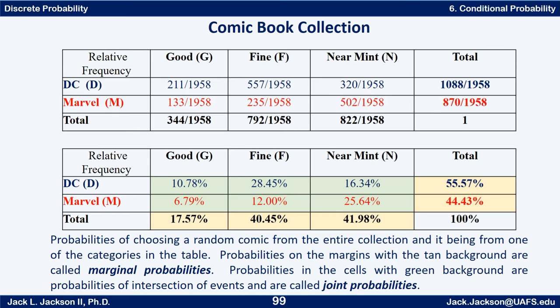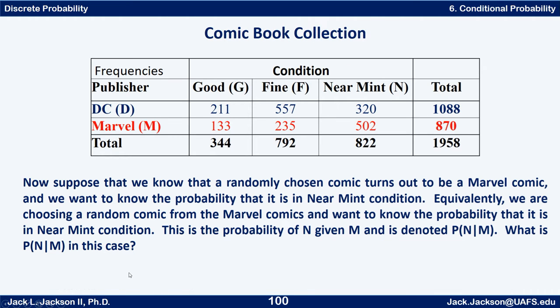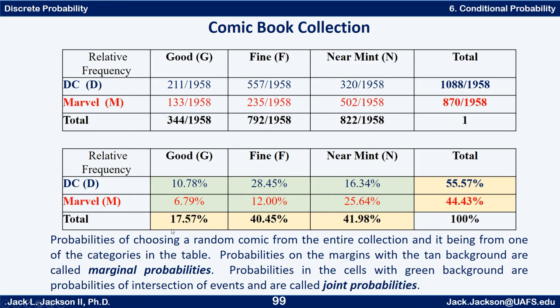Now notice the bottom row here that's shaded with a tan background. Those are the totals of good, fine, and near mint, so those are the probabilities of those three things. These two on the far right side in that total column are the probability of DC and the probability of Marvel. Those probabilities are called marginal probabilities. They're the probabilities on the margins.